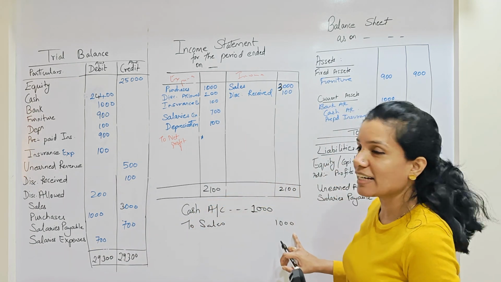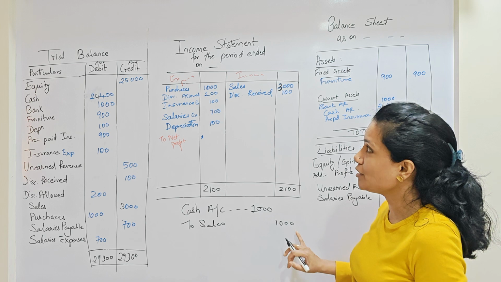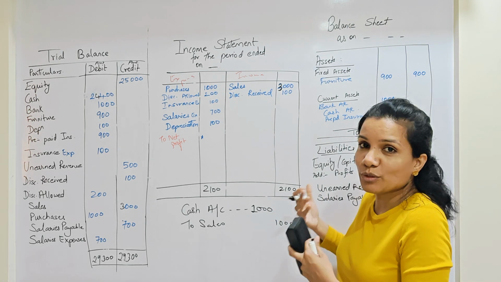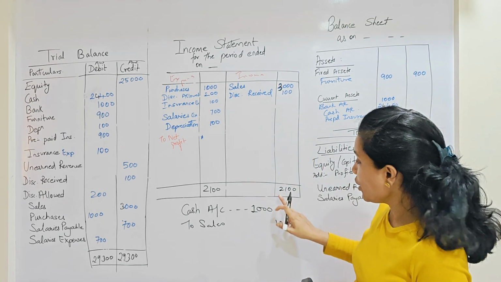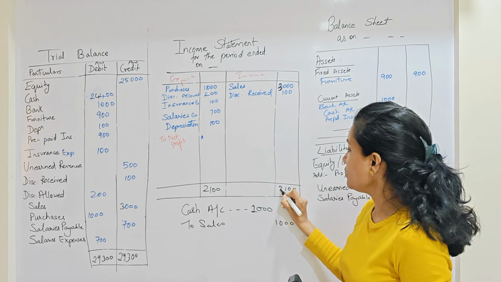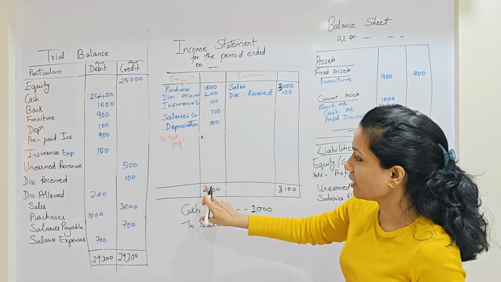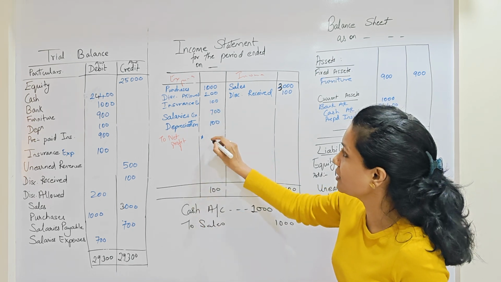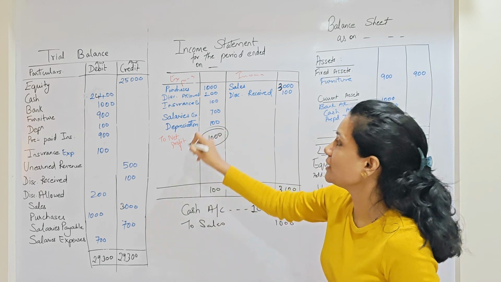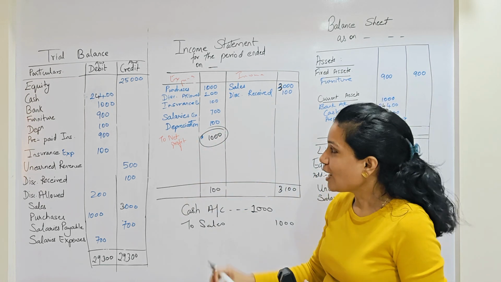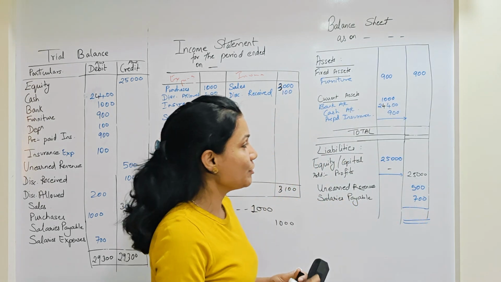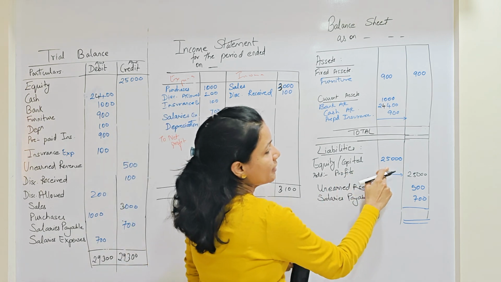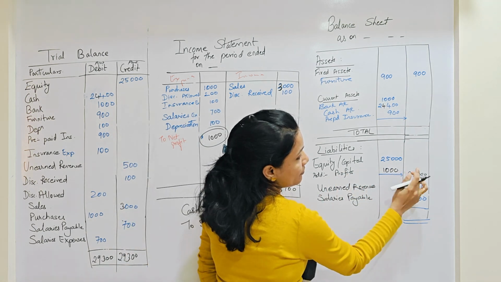So here sales is credited. Sales is an income. It has a credit balance. It is credited more with 1000, so it increases. Now your total becomes 3100, and this is 1100, 2100, which means there's a difference of 1000. This is your net profit. Now since we have net profit, after making the adjustment, we'll add this profit here.